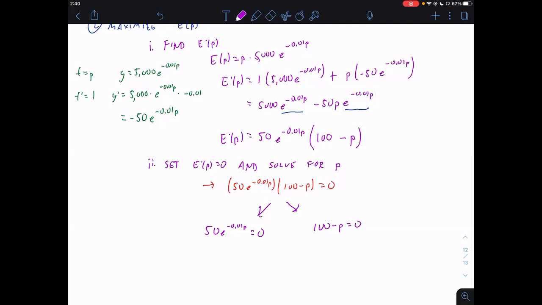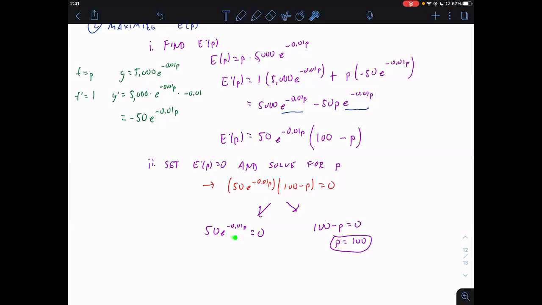Well, let's solve the second equation here, but there's a much easier one. So 100 minus p equals 0. Using algebra to solve for p, we get that p is going to equal 100, right? Subtract 100 from both sides, we have negative p equal to negative 100, divide by negative 1, gives us 100 for p here.